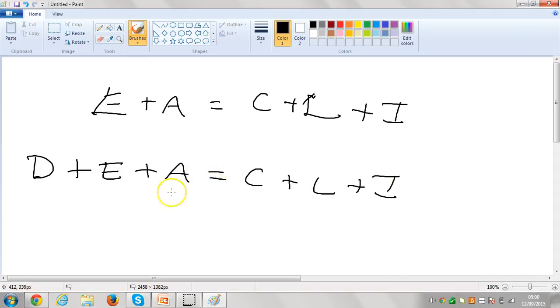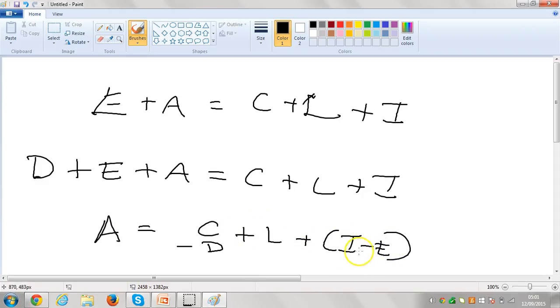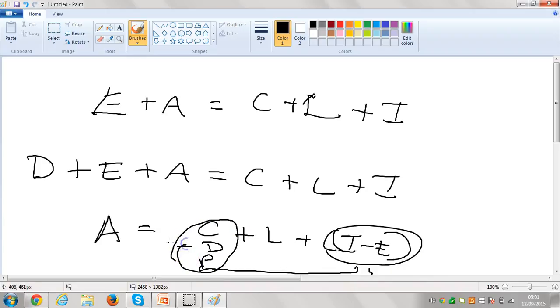Eventually you're going to have this situation where A is equal to C minus D, because remember, D is drawings. Ultimately, we're going to subtract D from C, plus L plus I minus E, because I minus E is equal to P, and you're going to have that P over here. So this whole bit is the second part of your balance sheet, but you don't need to know that. I'm just trying to get you to derive this equation.